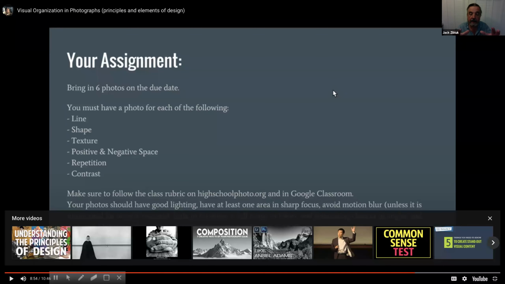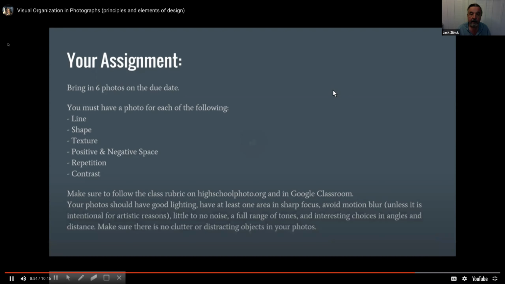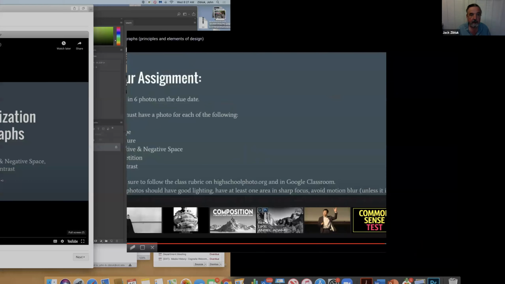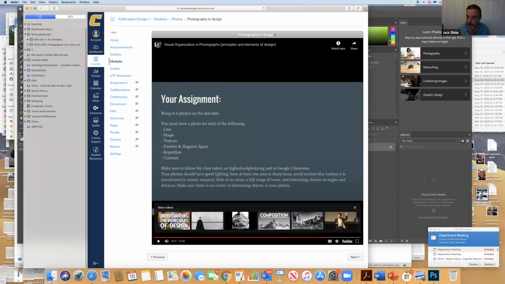And then we expand that. It's the same principles when we put words and pictures together. And that's what we're going to do next week. We're going to put the words and pictures together. And your assignment, that's what I want you to think about.